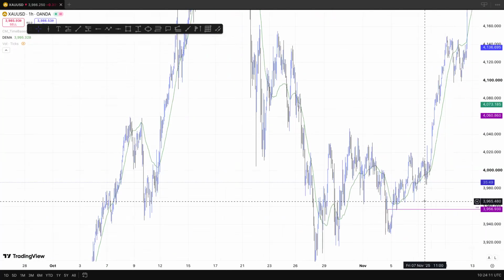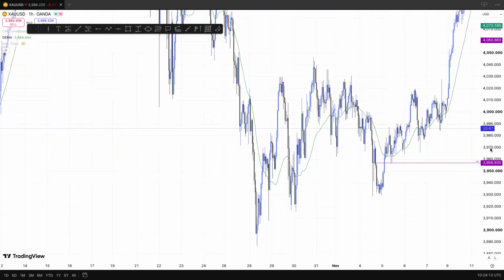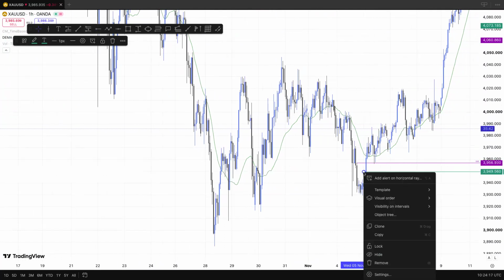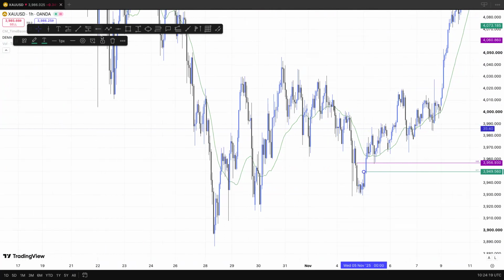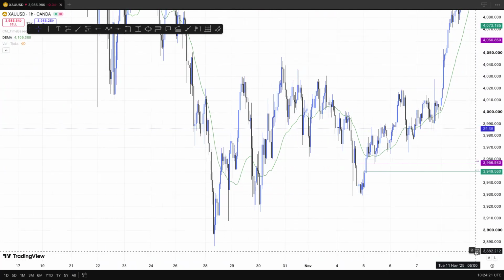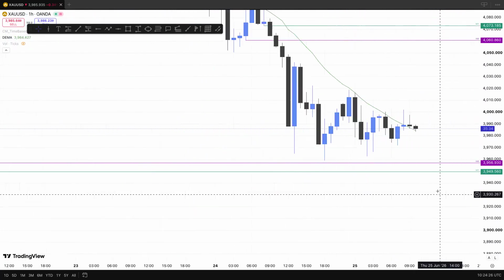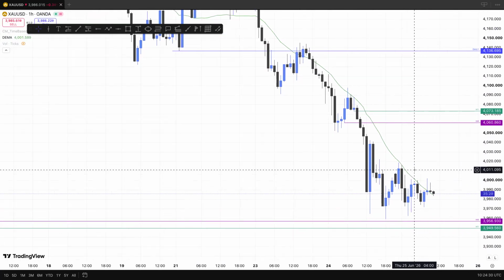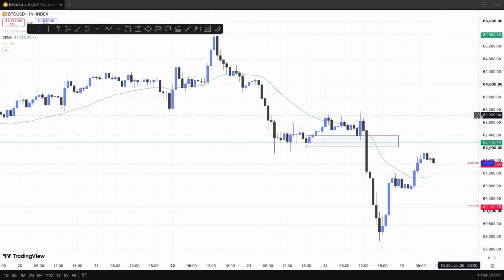Okay. If you look on the H4, our next hyperbole demand zone is this zone right here. Okay. So the H4 demand has to be met before the H1 demand can also be met. Okay. Now let's go to BTCUSD.